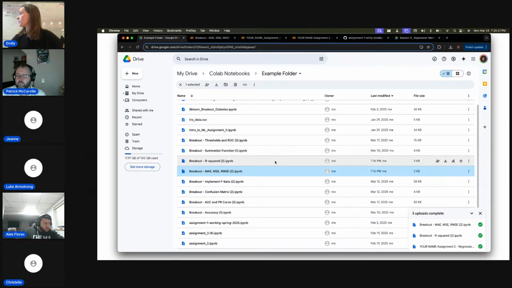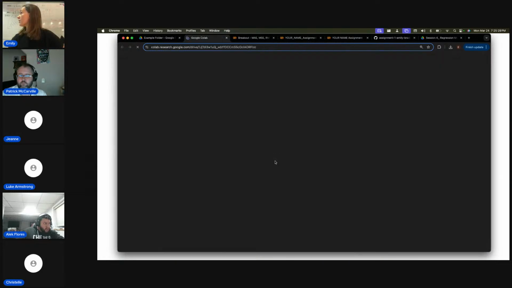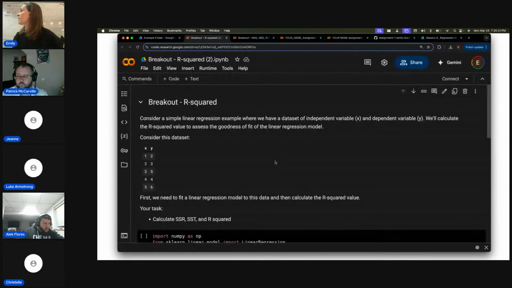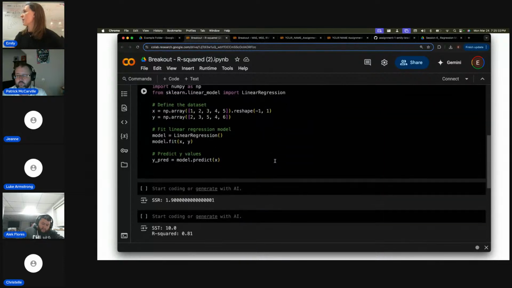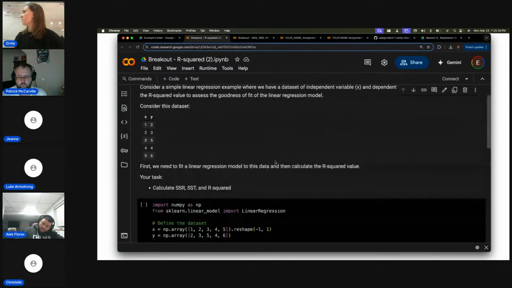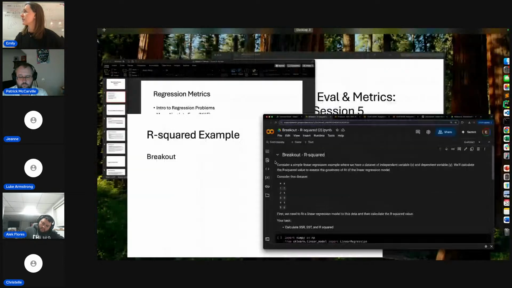Let's go. There's a breakout here. We might skip this and we'll just keep moving here. But there is an R squared breakout if you guys want to play with that.